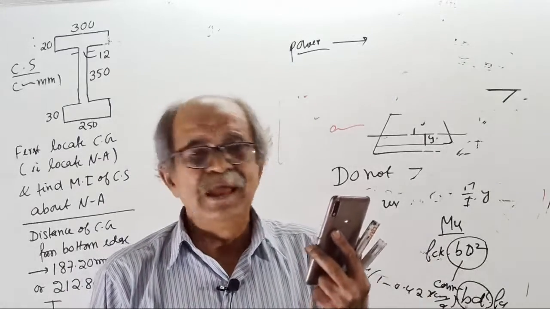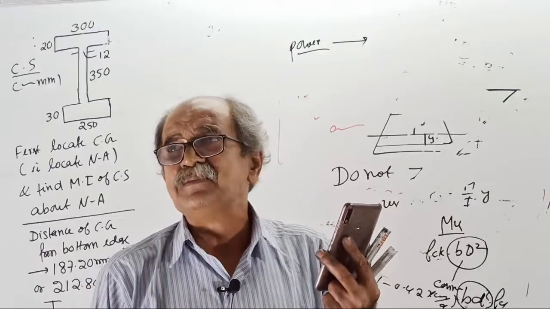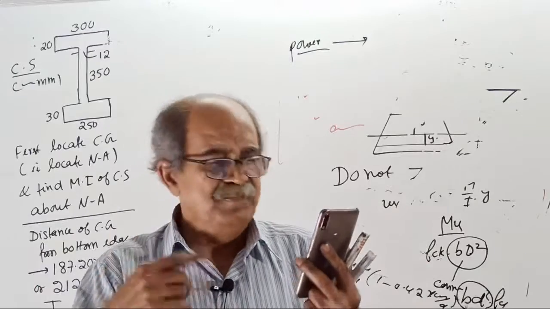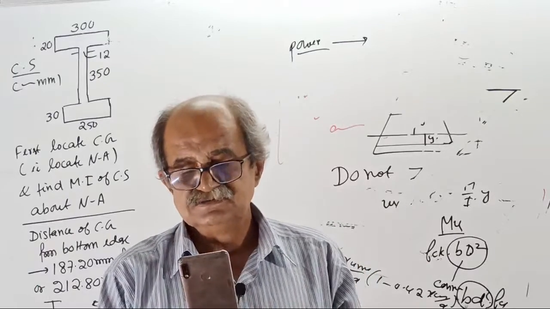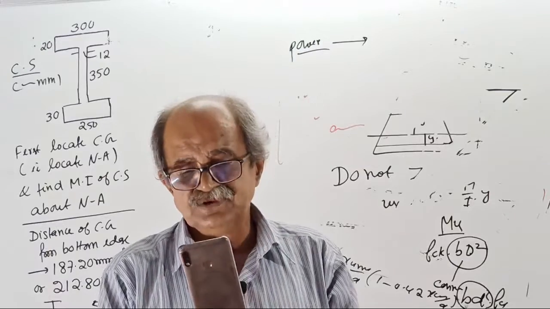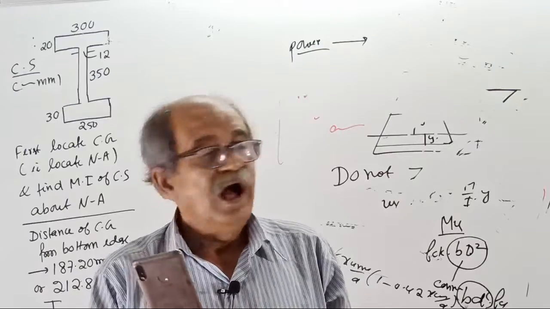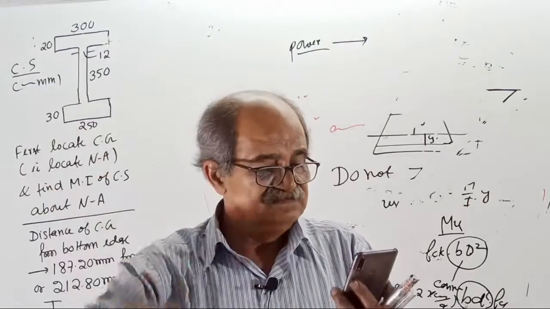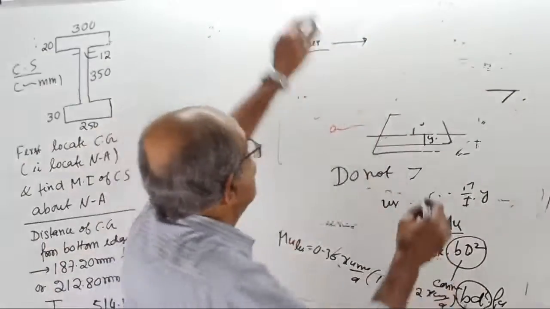How much BM a cross section can safely resist, the maximum capacity so that stresses are not beyond the permissible limit. There is a name for that. How much money you can spend. That is called moment of resistance, MR.